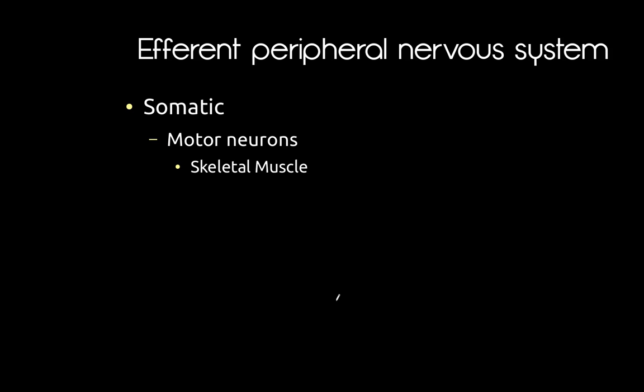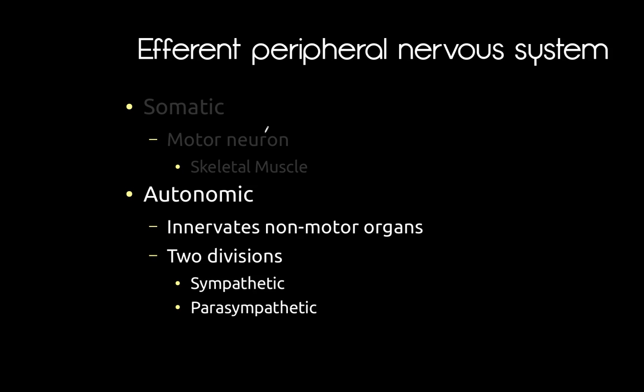So let's go back and recap really quickly what's going on with the efferent peripheral nervous system, the side that's carrying things away from the central nervous system. Again, we have our somatic domain, which is motor neurons, which are carrying information to skeletal muscles. This is the end of the peripheral system that you use to move your body around. This is generally what's thought of as being under conscious control in humans. And then we also have the autonomic nervous system, which innervates a lot of the non-motor organs, a lot of things that aren't moving you around.